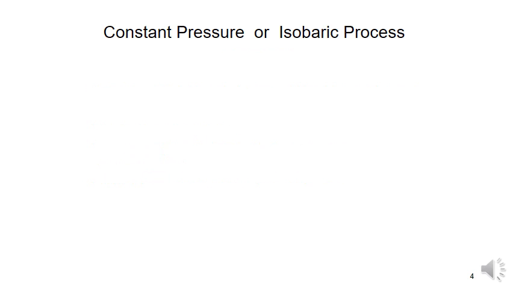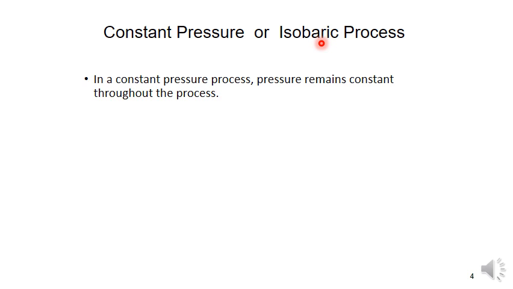The constant pressure process is also called an isobaric process. The term isobaric itself indicates: iso means same, and bar is a pressure unit. So we call it the same pressure, meaning constant pressure, an isobaric process. Here the pressure remains constant throughout the process. That is why we put the pressure as a constant throughout the process.